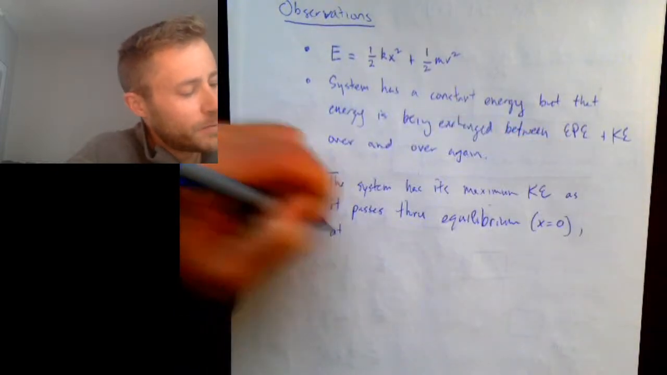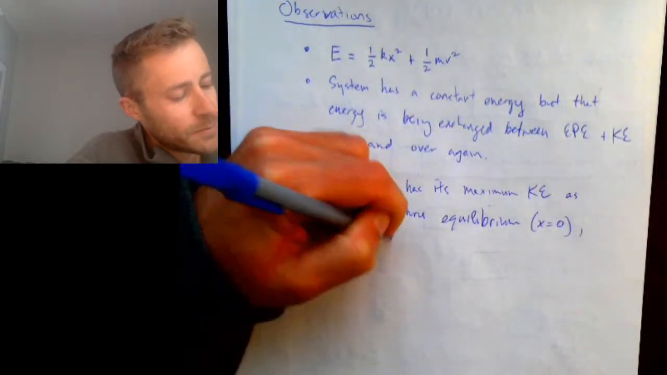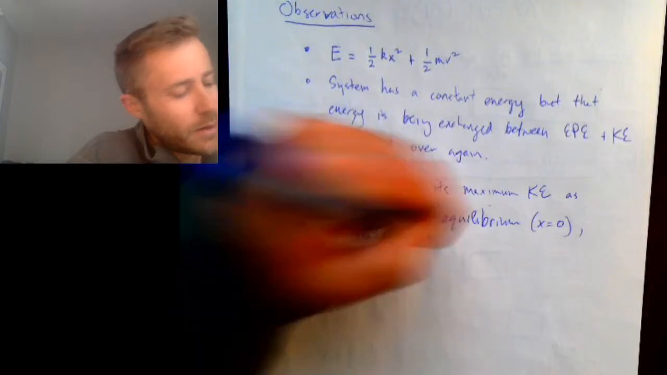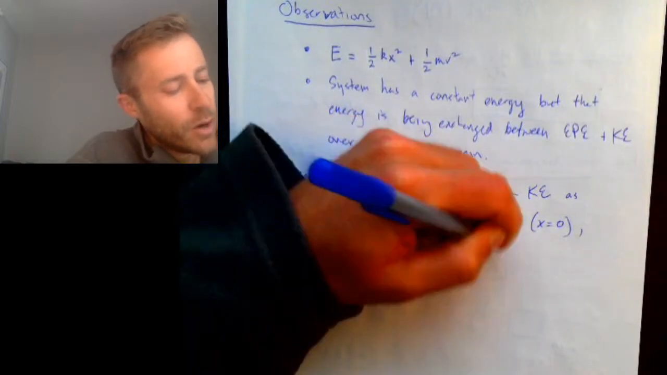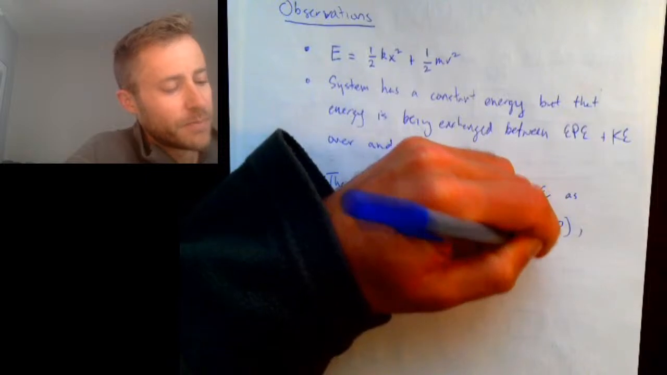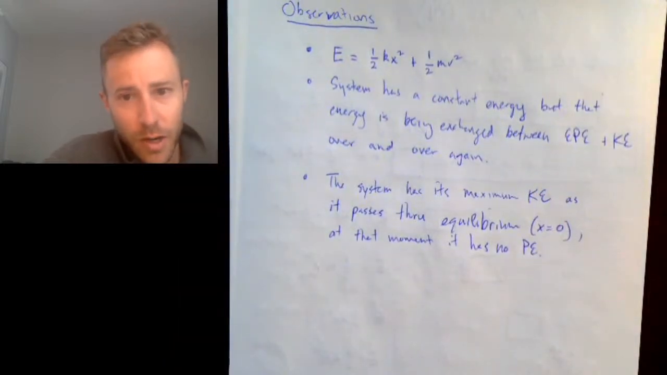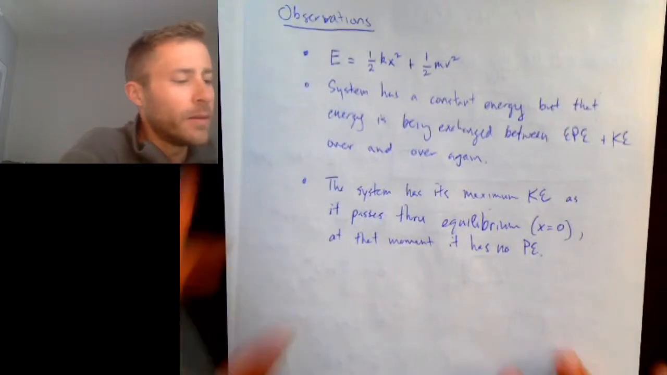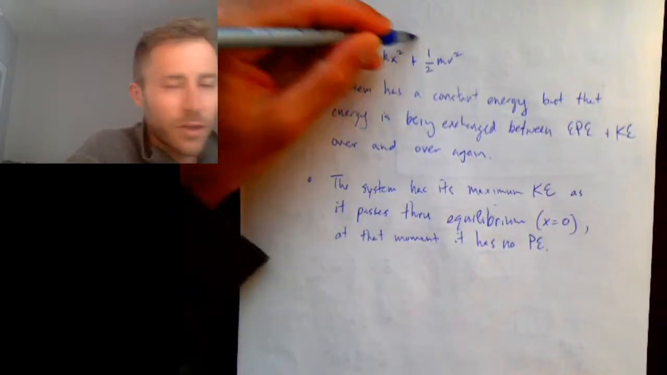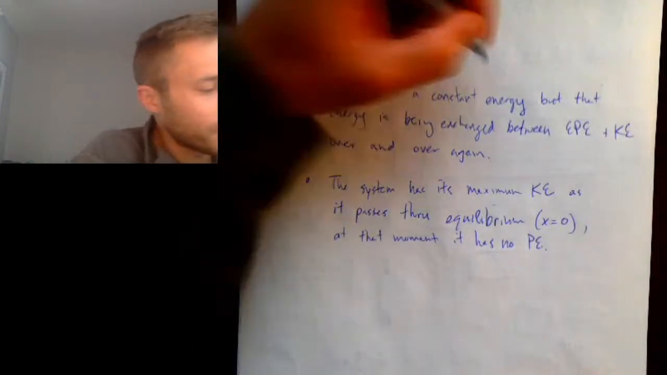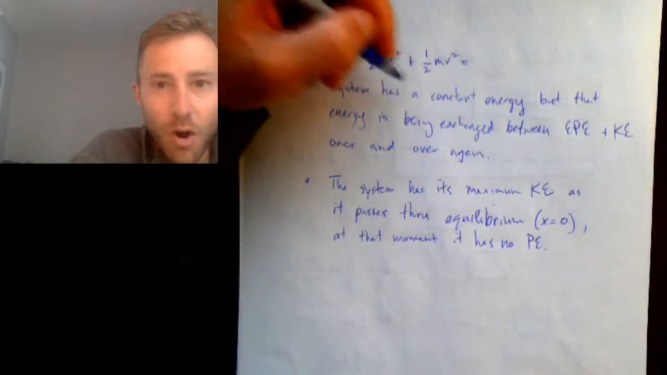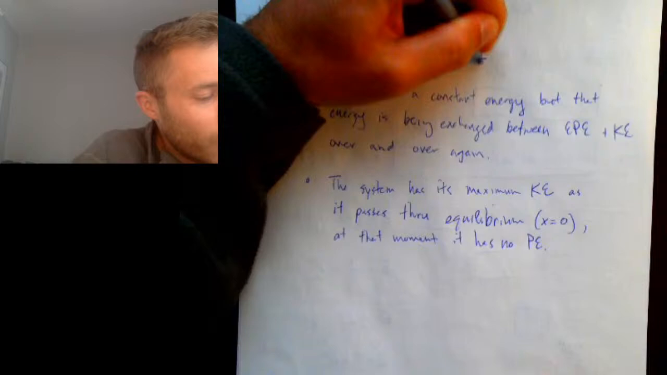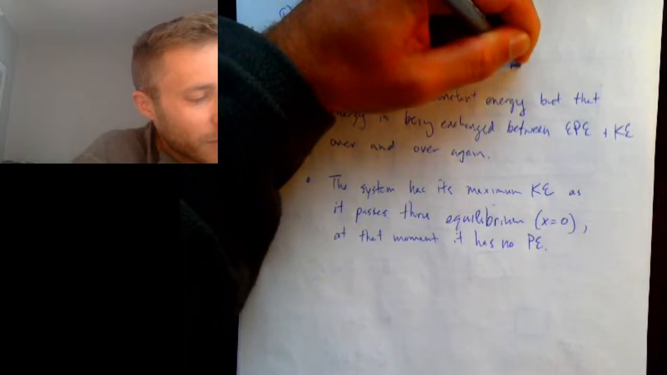At that moment, it has no potential energy because the potential energy is 1/2 kx squared. So what that means is that we could write this energy as being all kinetic. And when it's all kinetic, you are at your maximum speed.